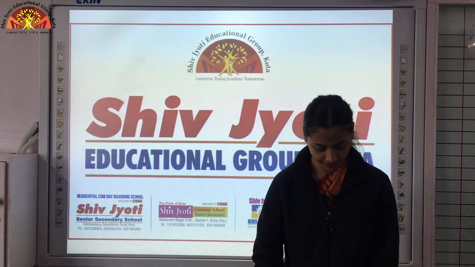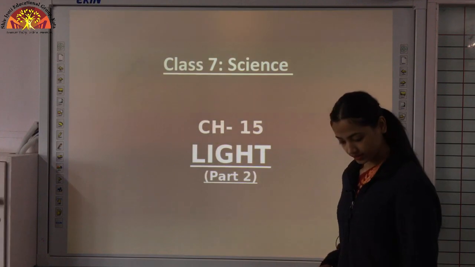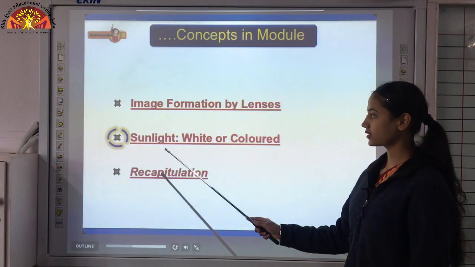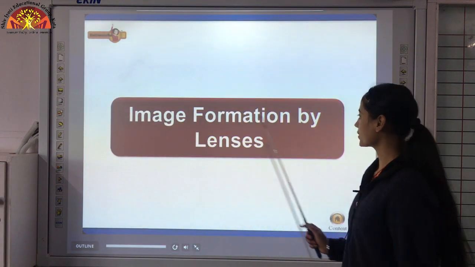Hello everyone, today we'll start part 2 of chapter 15, light. The topics which we'll see are image formation by lenses, sunlight, white or colored. Now, image formation by lenses.